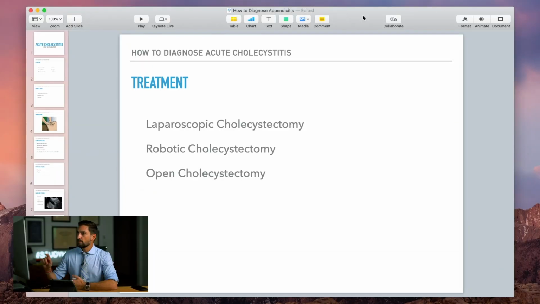Okay, and then the treatment is laparoscopic cholecystectomy. A lot of people are doing robotic cholecystectomy now. I think there is certainly a role for that. There's a few things with the robotic cholecystectomy, in that you can see the cystic duct a little bit better. The main complication or problem with the laparoscopic or robotic cholecystectomy is injuring the common bile duct instead of the cystic duct.